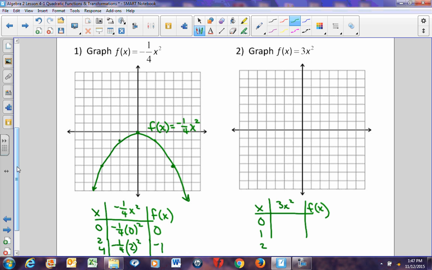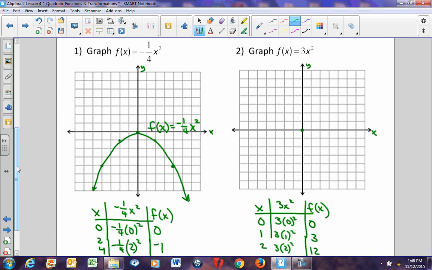So here I'm going to do 3 times 0 squared, which is 0. I'm going to do 3 times 1 squared. 1 squared is 1, 1 times 3 is 3. Then I'm going to do 3 times 2 squared. 2 squared is 4, 4 times 3 is 12. So this one I know is going to open up because there's no negative in it. My vertex is at (0, 0), so my axis of symmetry is my y-axis. Probably should label those. I didn't label them last time.